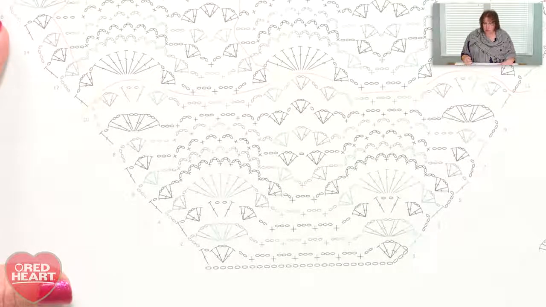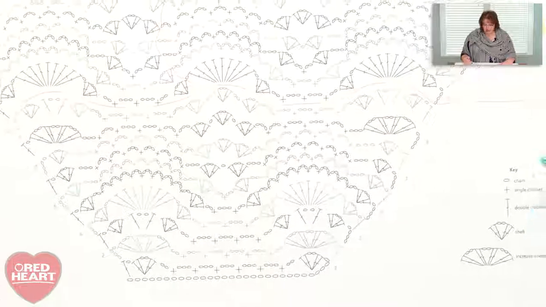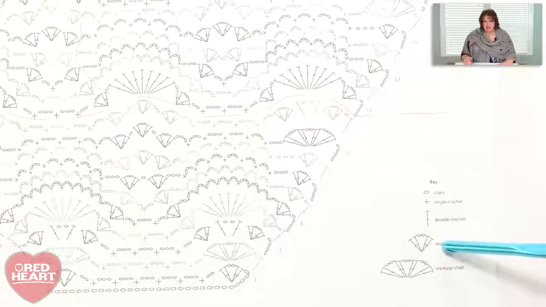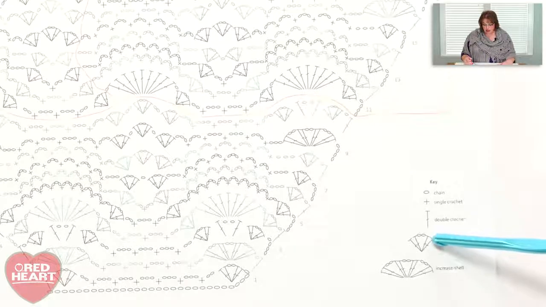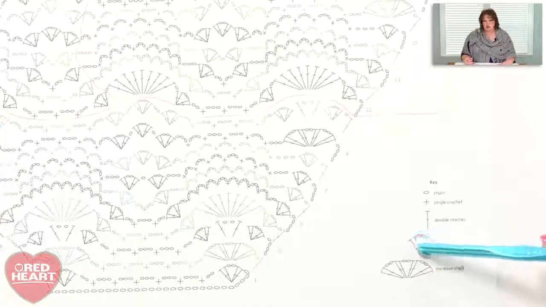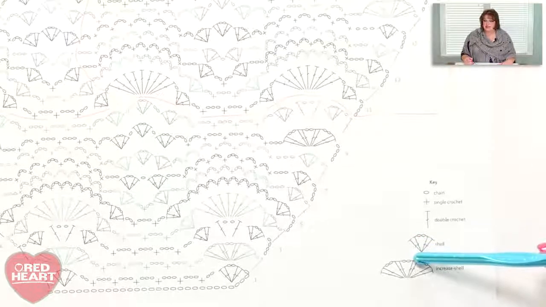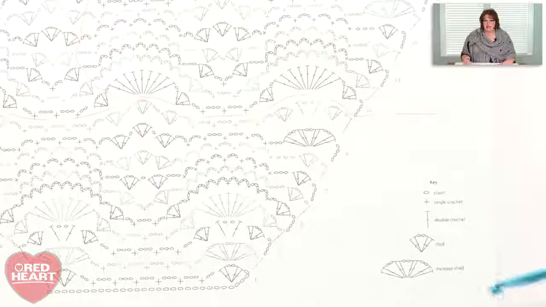Now, word to the wise, sometimes when you read a pattern and it tells you to do a shell, it does not necessarily or always mean what you think a shell is. A shell could be a multiple of different stitches. This shell, particular to the Sidewalk shawl, is a combination of 2 doubles, a chain 2, and 2 doubles. In a previous lesson, in other projects I've done, a shell consisted of 5 double crochets.